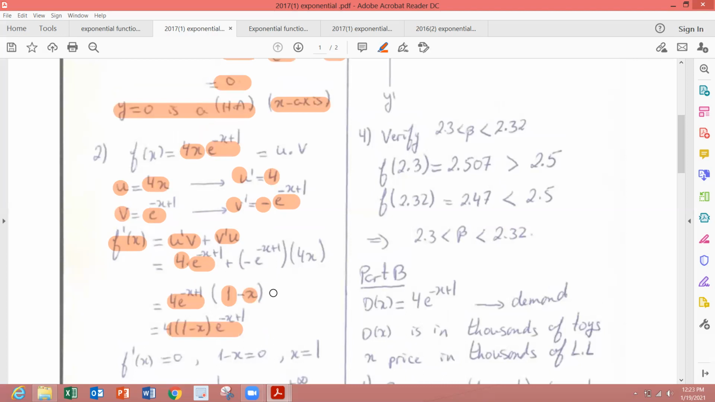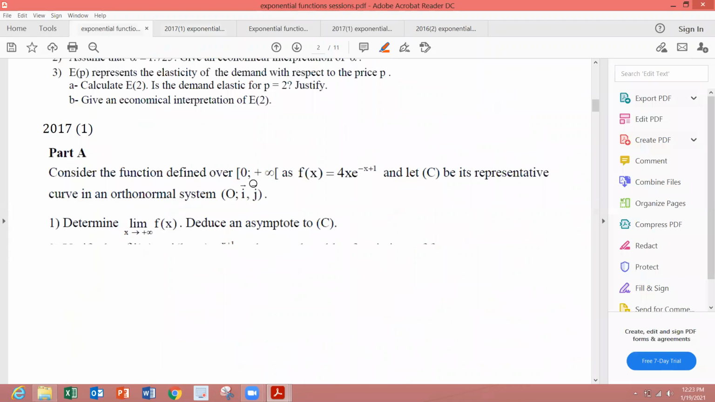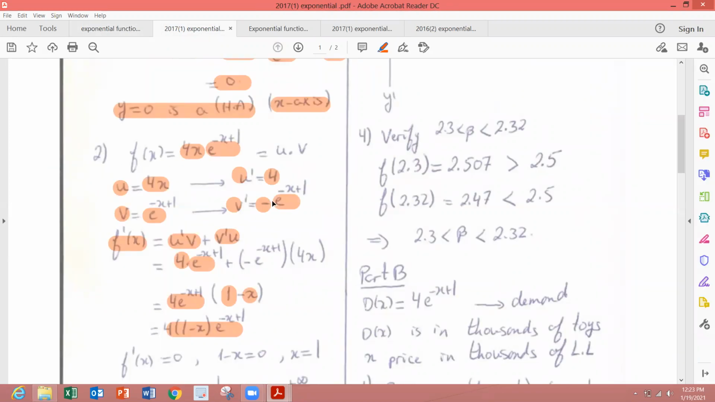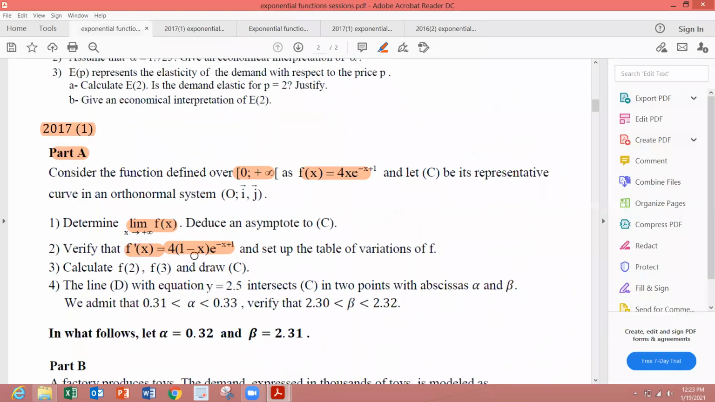Yes? If we expand, it gives the same thing. Yes, but we take common again because it is required to write it in that form. We have to factorize it then. Okay. If you expand it, it is correct, but you need this form. So you have to change it into that form. And set up the table of variations of f. We are going to set up the table of variations of f.